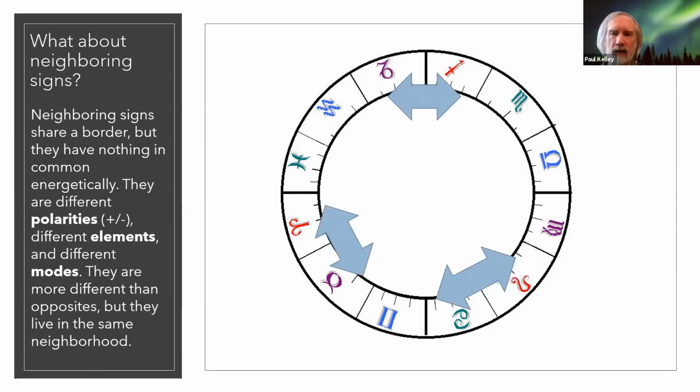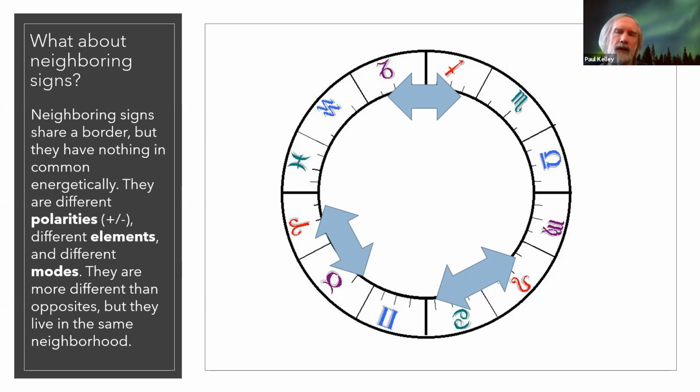Okay, and now we get to the signs which are least similar, the signs that have nothing in common with each other. These are signs, ironically enough, that are neighboring each other. So look at Capricorn, it's cardinal earth, negative polarity. Look at Sagittarius, it's mutable fire, positive polarity. There's nothing in common with them energetically. So these are very hard energies to connect. But what they do share is a common border. They live in the same neighborhood.